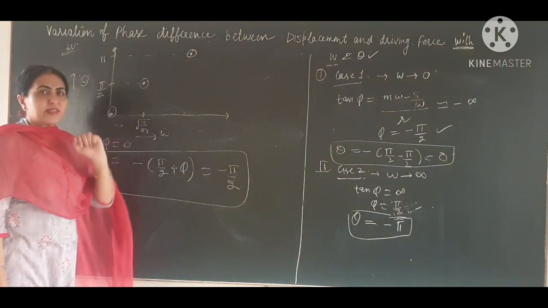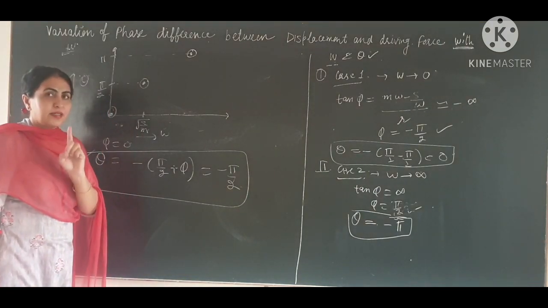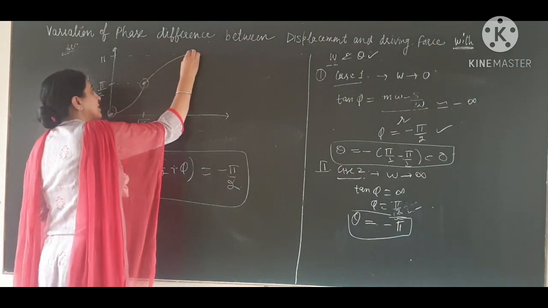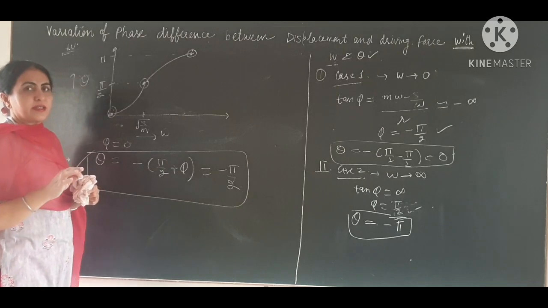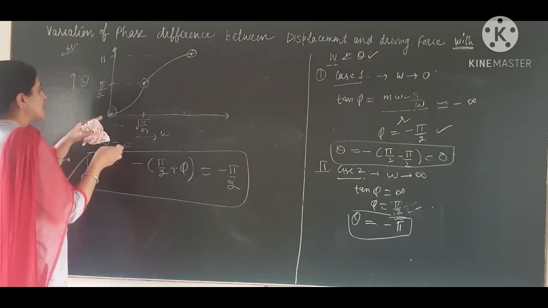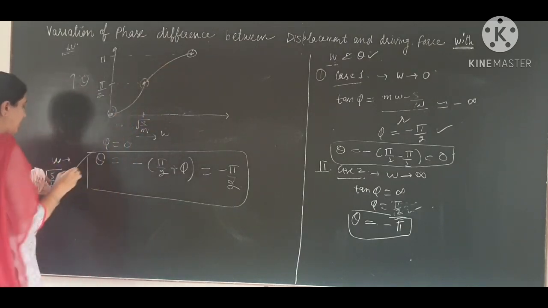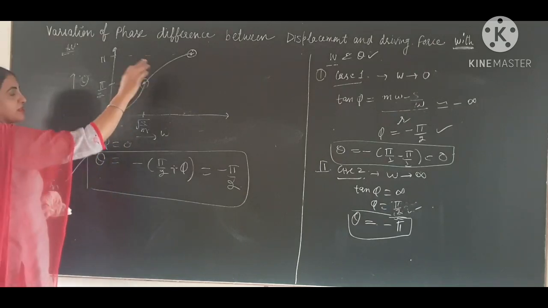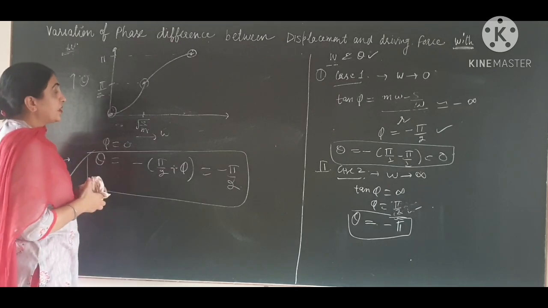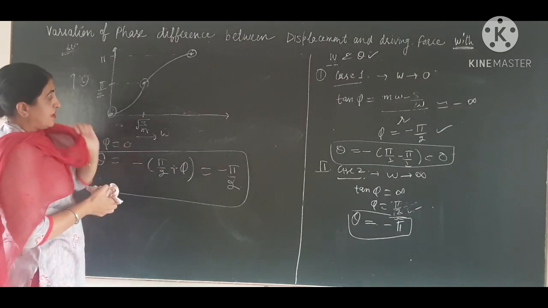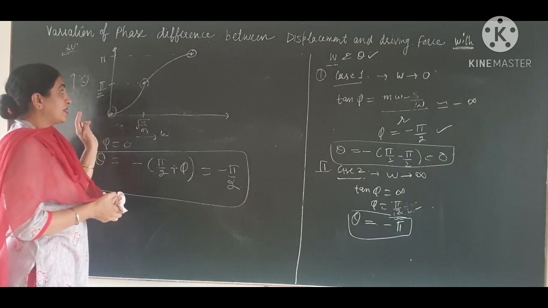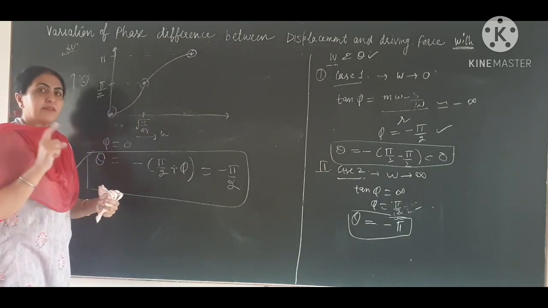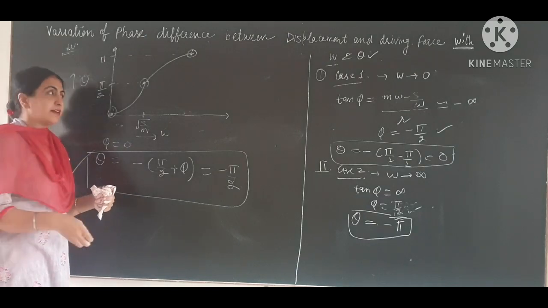The graph might be expected to be a straight line, but it isn't. The graph is like this, and it passes through these points: the first point, the second point, the third point. This is omega equal to under root s over m, with pi by 2, and this is the third point. Clear? But it is not a straight line. Why? Because we have neglected the value of r.